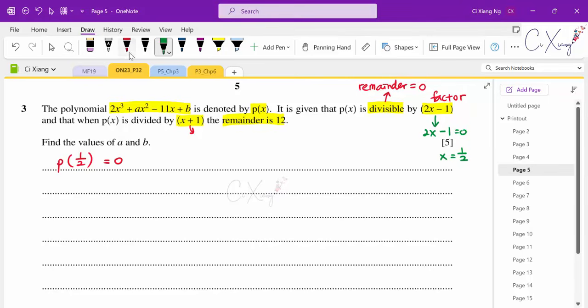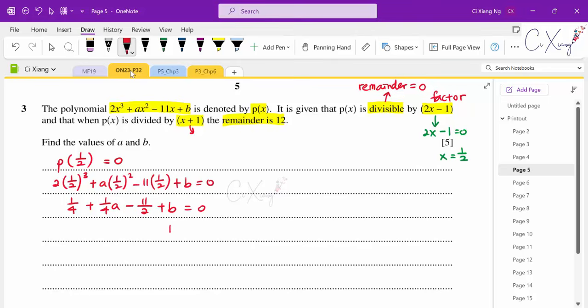Right? Okay, so from here we can form one equation. I substitute half into x. So I'm having 2 times half power 3, plus a times half squared, minus 11 times half, then plus b equals 0. So from here, if you simplify your equation, you're having 1 over 4 plus 1 over 4 a, minus 11 over 2, then plus b equals 0.